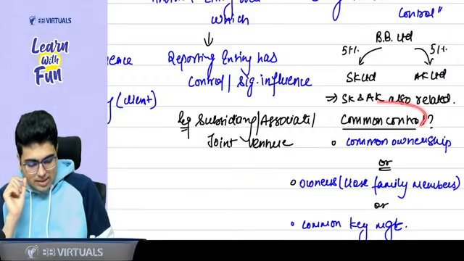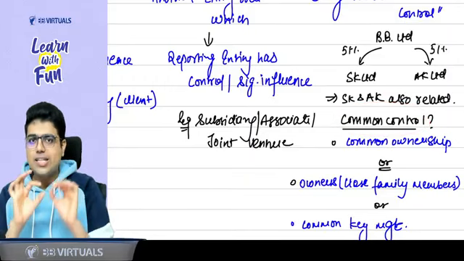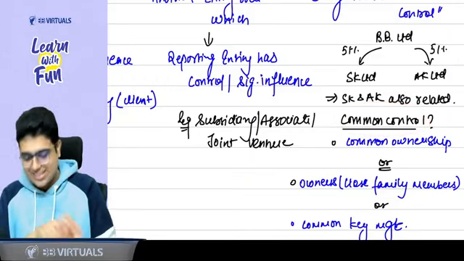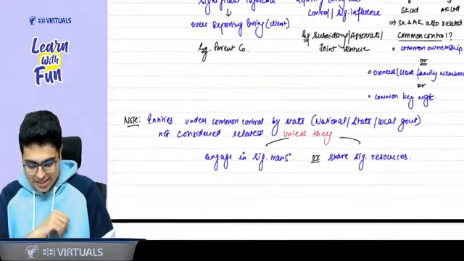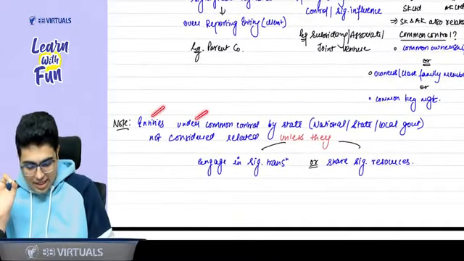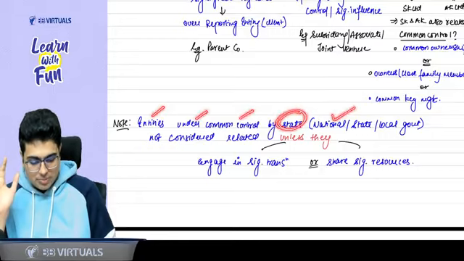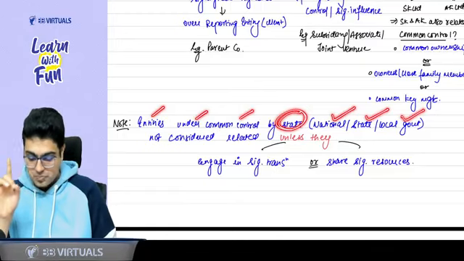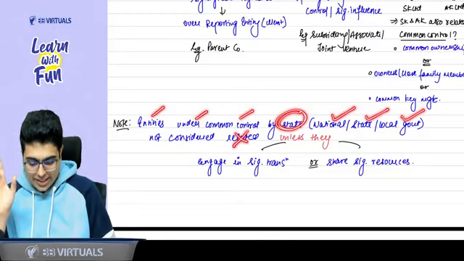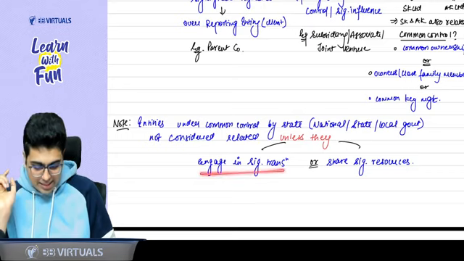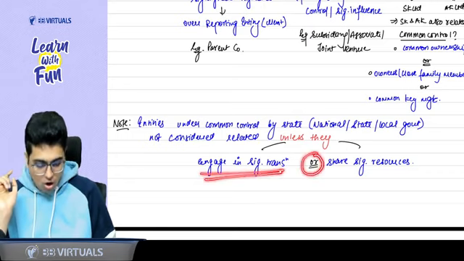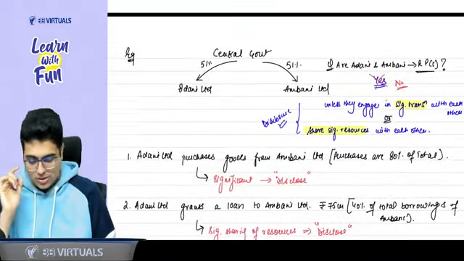But sir, in this case of common control, there is an exception. What is the exception? Let's understand that. If the entities are under common control by a state, meaning any national government, state government, or local government, then they are not considered related unless they engage in significant transactions or they share significant resources with each other.